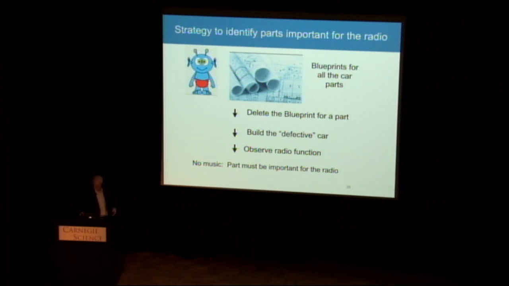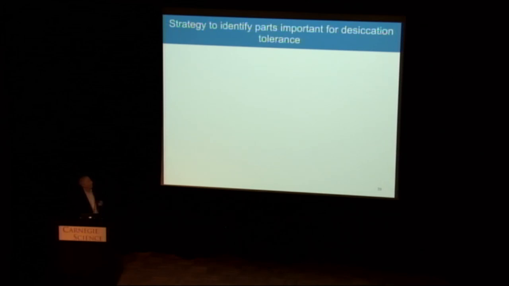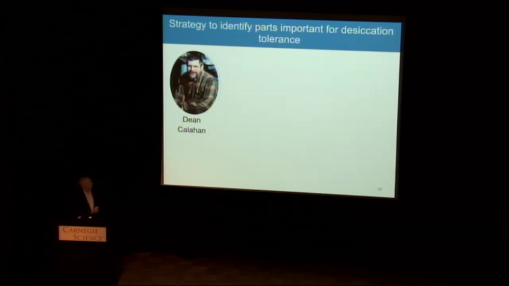And so I do this over and over again. Going through all 20,000, I find when I delete the instructions on how to make 50 parts, the radio doesn't work. I say those 50 parts must have something to do with the radio function. So I decided to do the same thing, just with yeast. This was Dean Callahan, my first graduate student who was brave enough to jump into this project with me. And the idea is very similar.